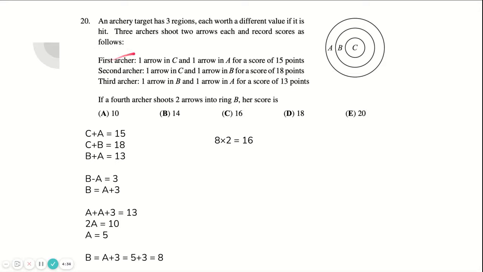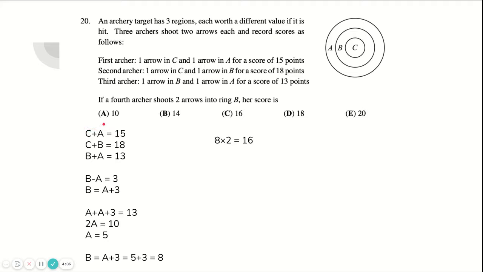The first archer shoots 1 arrow into C and 1 arrow into A for a score of 15 points, while the second archer shoots 1 arrow into C, 1 arrow into B for a score of 18 points, and the third archer shoots 1 arrow into B and 1 arrow into A for a score of 13 points. The question asks, if a fourth archer shoots 2 arrows into ring B, her score is what?